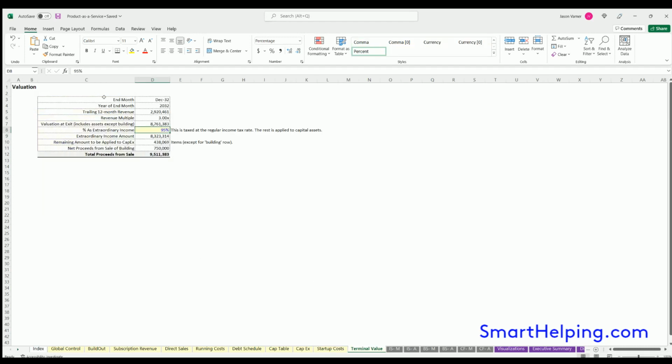Terminal value, we're just saying based on the total value at exit, how much percentage of that's going to go towards fixed assets versus the actual business, or the extraordinary income. This is just something for taxes. If you don't want to worry about it, just put 100% here.